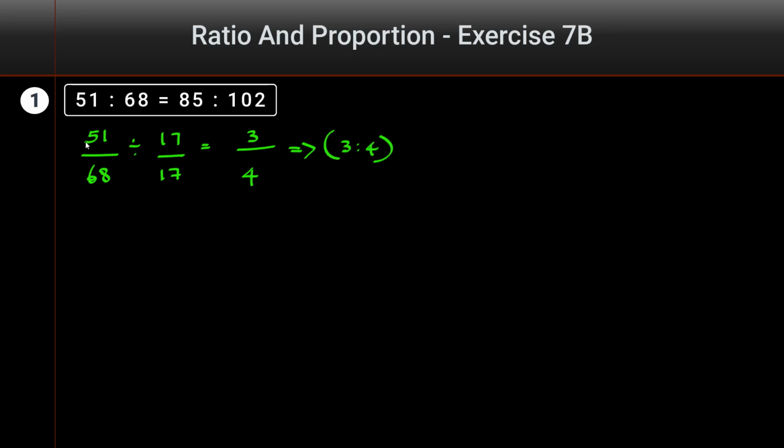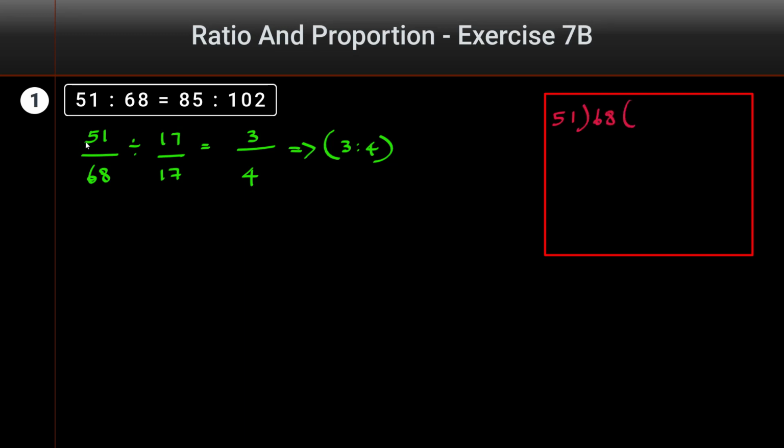In case you have a problem in identifying the common factor, you can always use the long division method. I've shown it even in my previous videos. So 51, the numerator, becomes the divisor and 68 becomes my dividend, that is the denominator. So 51 times 1 is 51, remainder 17. Bring the 51 here, 17 threes are 51. So 17 is the highest common factor that divides both the given numbers.